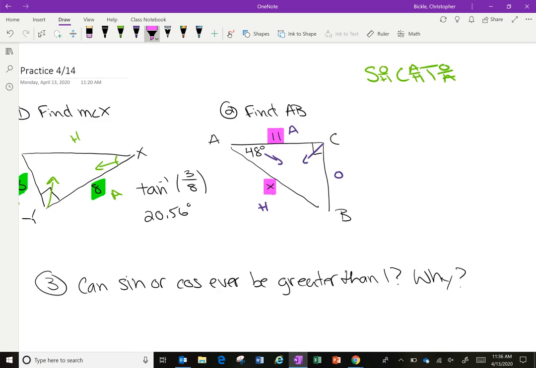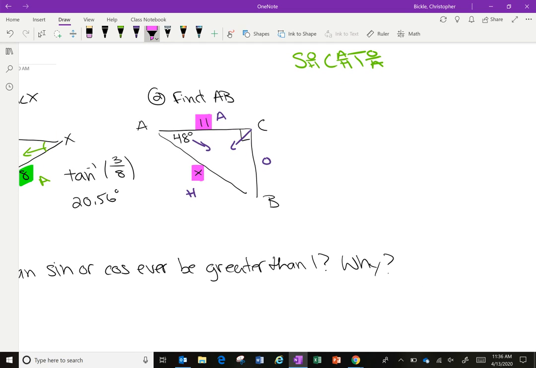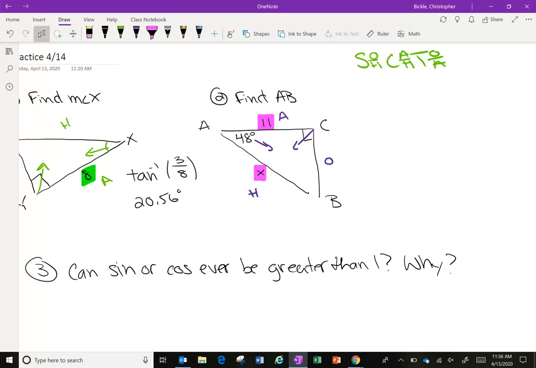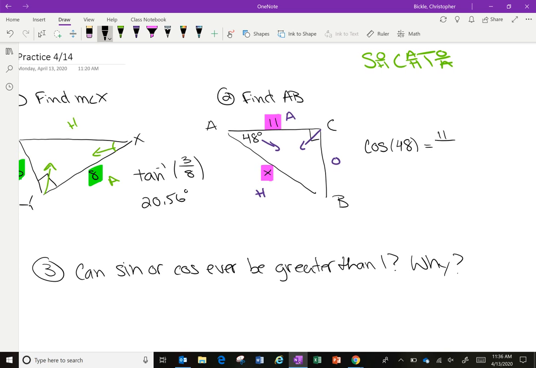So I've got A and H. If I come back to SOHCAHTOA again, A and H is going to be cosine. Here we're trying to find a side length, so we don't need to worry about inverse. We're going to want the trig function of our angle: the cosine of 48 degrees. Remember, the cosine of 48 degrees is really a ratio of two side lengths. It's the ratio of the adjacent over the hypotenuse. So the cosine of 48 degrees has to be the adjacent side, which is 11, over the hypotenuse, which is x.